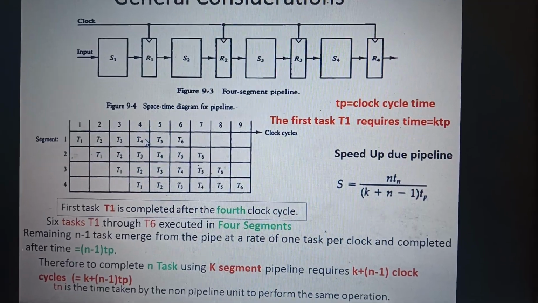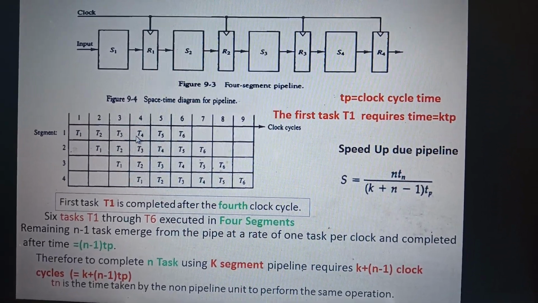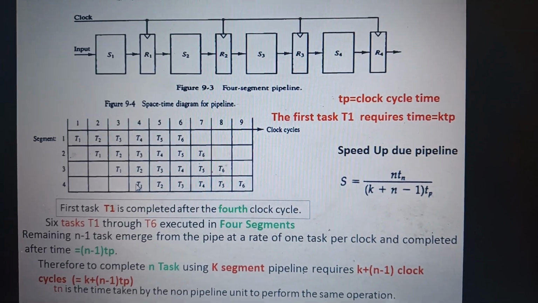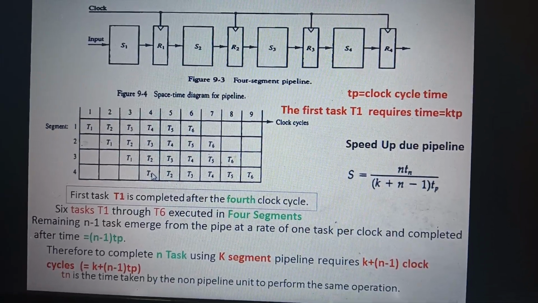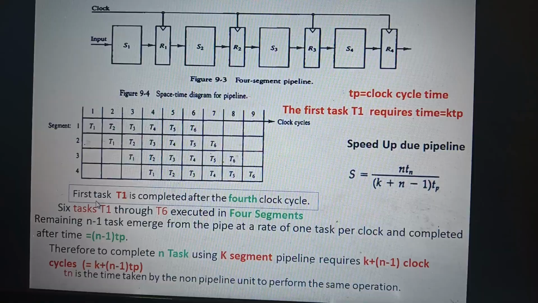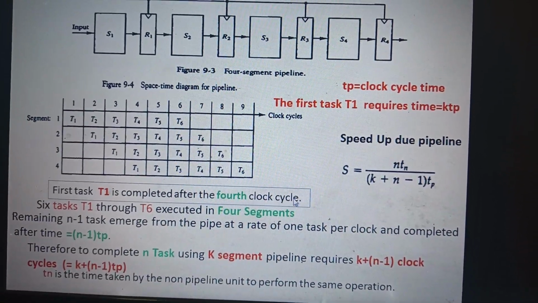Done by these units. Okay, in the fifth, what happens means, now the job is over. One job is over, in the sense task 1 is over. That's the reason task 1 takes how many clock periods? 4 clock periods to complete. Okay, so first task 1 is completed after fourth clock cycles.